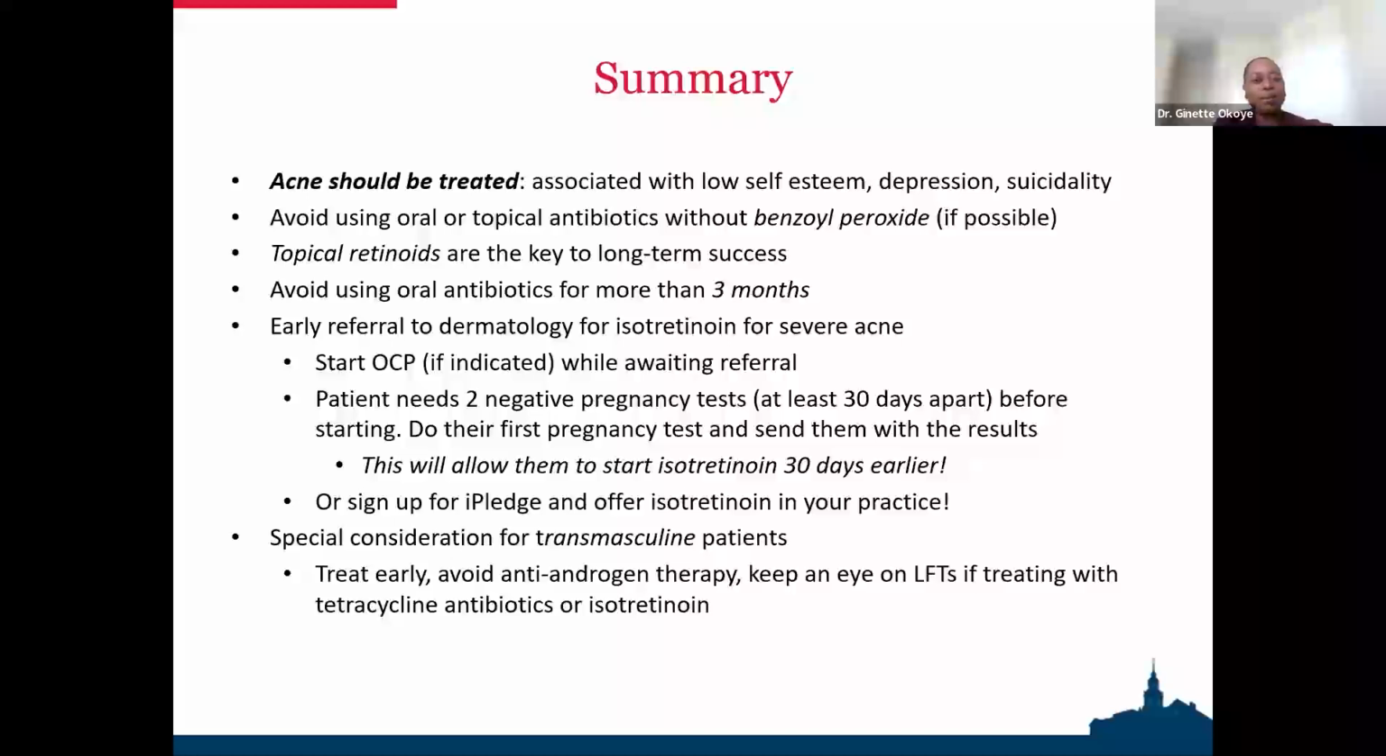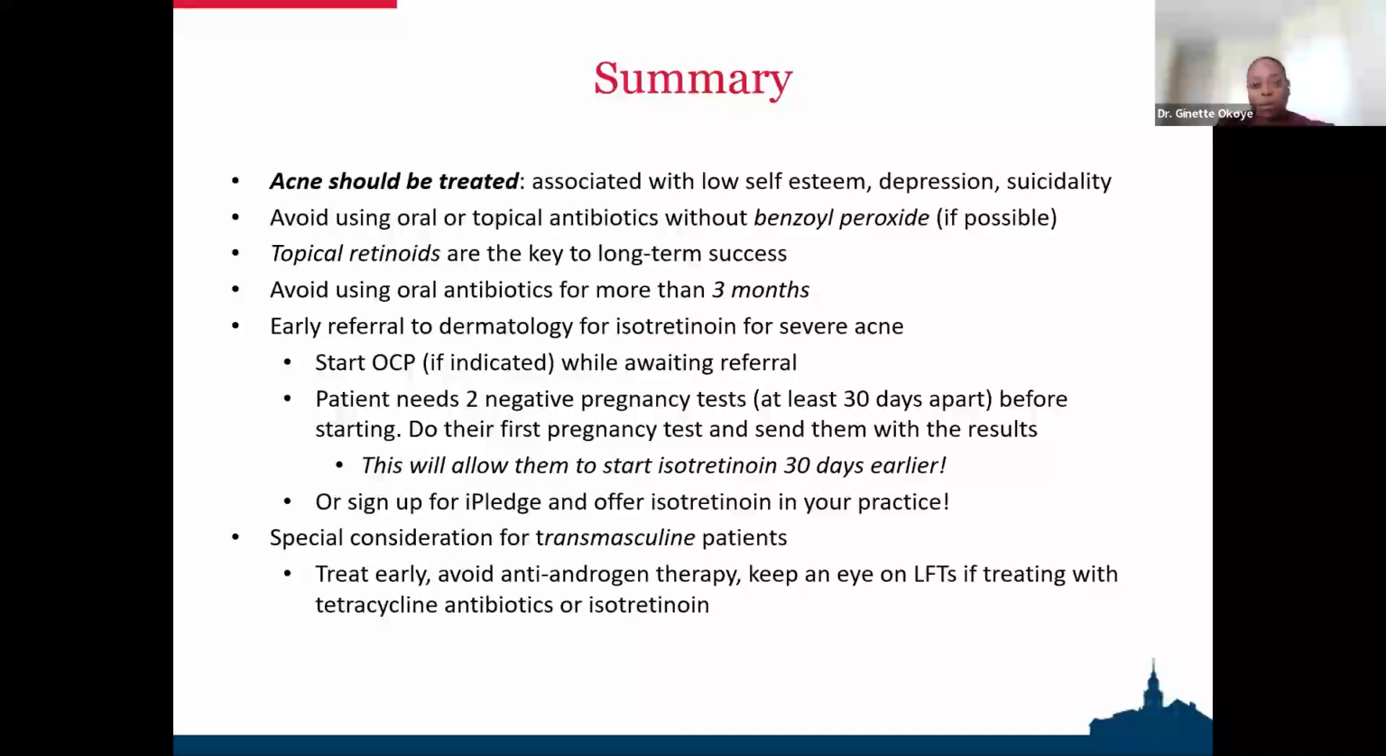And so in summary, I think acne is worth treating if the patient is interested. It's associated with low self-esteem, depression, and even suicidality, especially in young people. I would avoid using oral and topical antibiotics without using benzoyl peroxide, if possible. Topical retinoids are the key to long-term success. They take a while to kick in, but they are going after the inciting issue in acne, which is follicular occlusion. So you really want that on board.